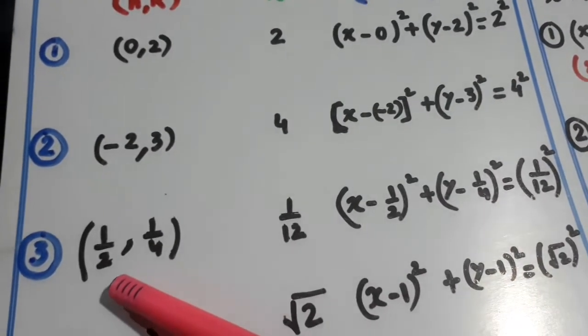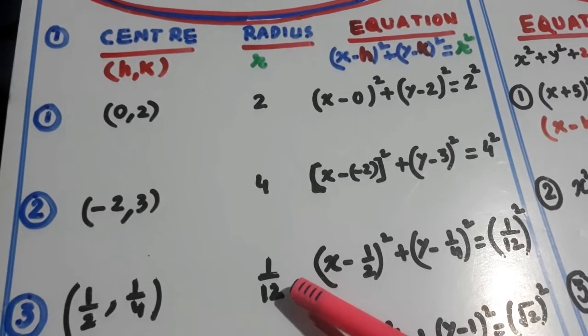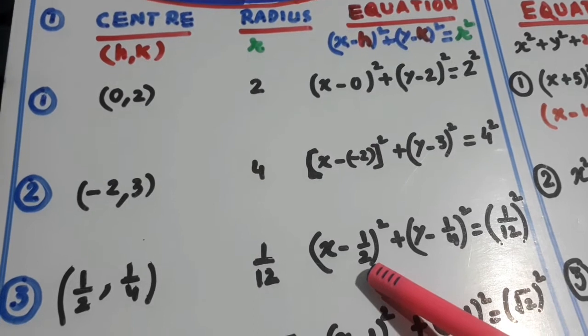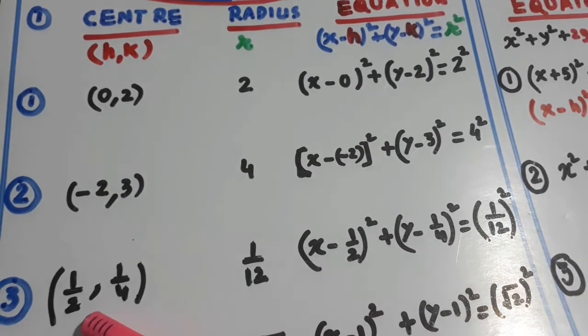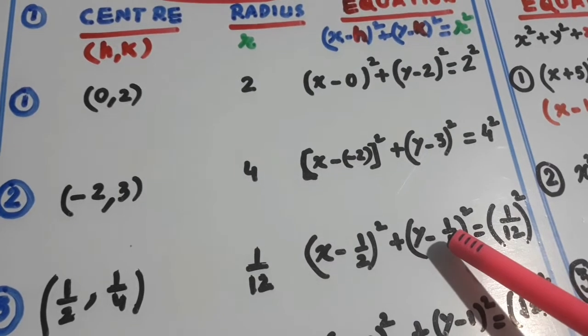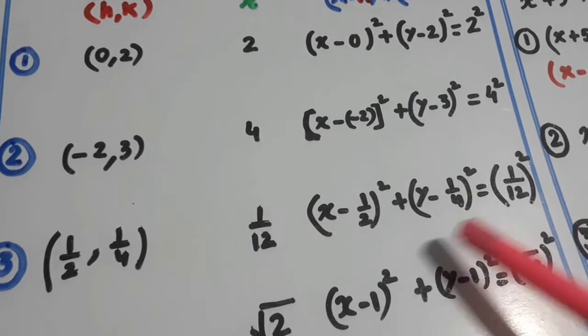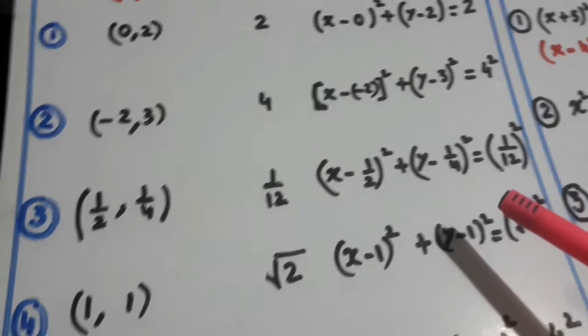Here the center is (1 by 2, 1 by 4). Radius is 1 by 12. So (x minus h) square, h is 1 by 2, k is 1 by 4. So (y minus k) square, (y minus 1 by 4) square is equal to (1 by 12) square. Question is done. Very simple.